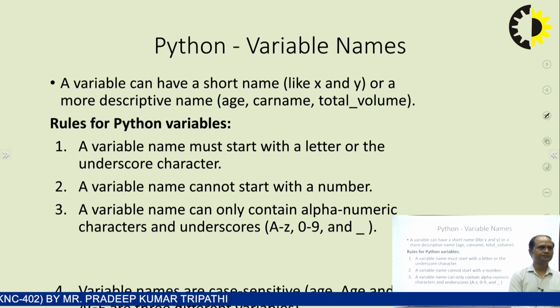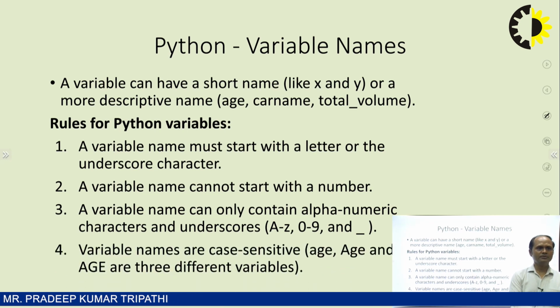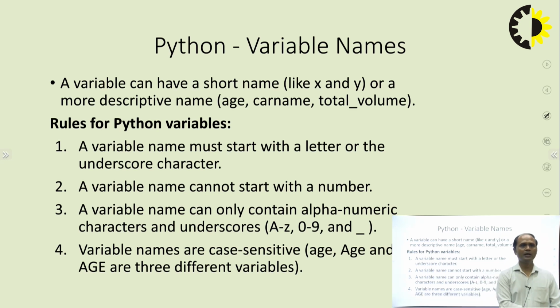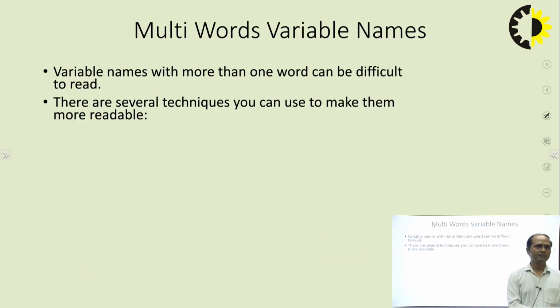Variable names are case sensitive also, as we already know that Python is a case sensitive language. Suppose we have used capital A, that is not the same. So variable names are also case sensitive. Suppose age and Age, that is different. Both are different names, and Python treats them as different names.